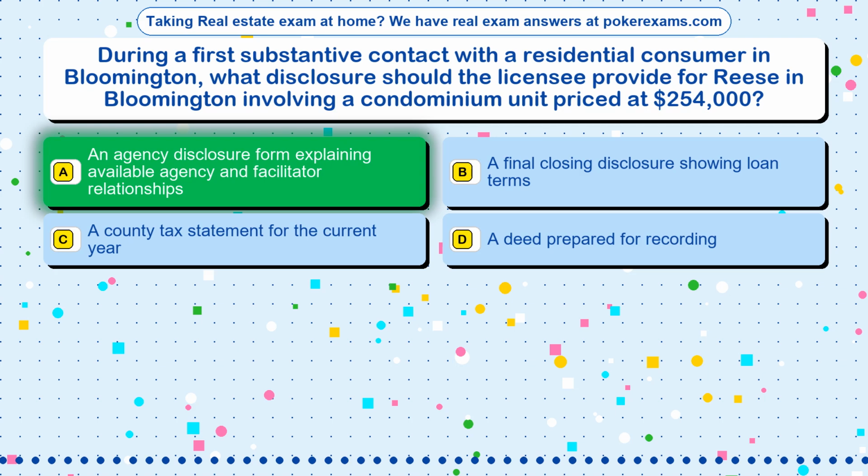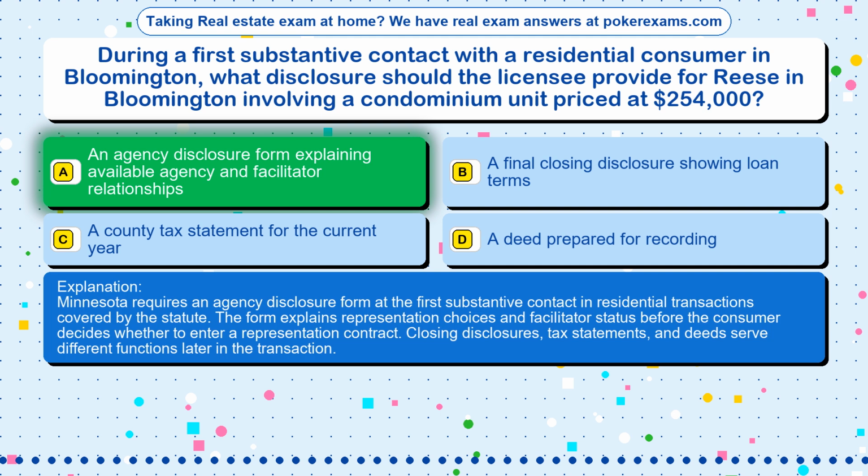The correct answer is option A, an agency disclosure form explaining available agency and facilitator relationships. Minnesota requires an agency disclosure form at the first substantive contact in residential transactions covered by the statute. The form explains representation choices and facilitator status before the consumer decides whether to enter a representation contract. Closing disclosures, tax statements, and deeds serve different functions later in the transaction.